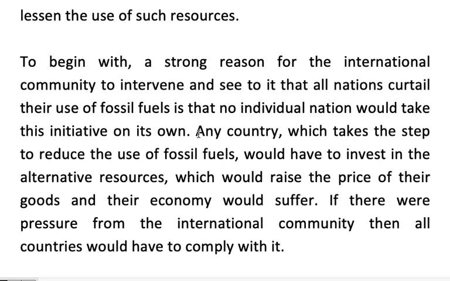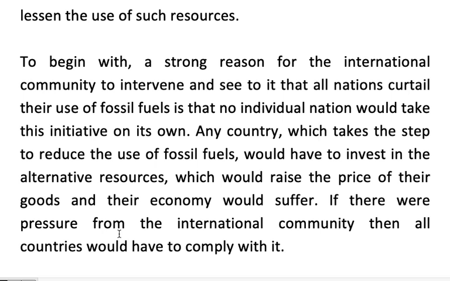Any country which takes a step to reduce the use of fossil fuels would have to invest in alternative resources, which would raise the price of their goods and their economy would suffer. Alternative resources are those which we use in place of fossil fuels, like solar energy, wind energy, tidal energy, geothermal energy, whatever other things apart from fossil fuels. And we all know those are costly. So this would raise the price of the things they manufacture, and so their economy would suffer.